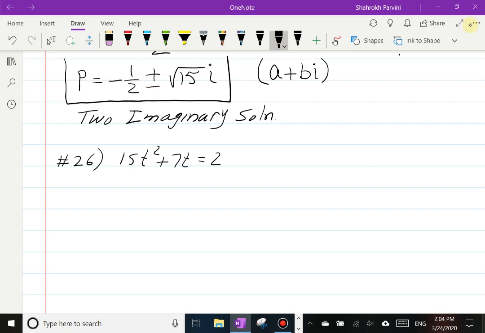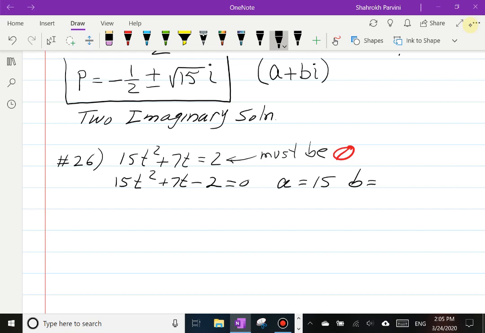Okay, so before we can identify the ABC, we have to make sure that this side must be 0. That's what it ought to be. So I'm going to subtract 2 from both sides, or simply move 2 to the other side. So it's going to be negative 2 equals 0. And now again, we can identify our ABCs. So A is 15, B is 7, and C is negative 2.